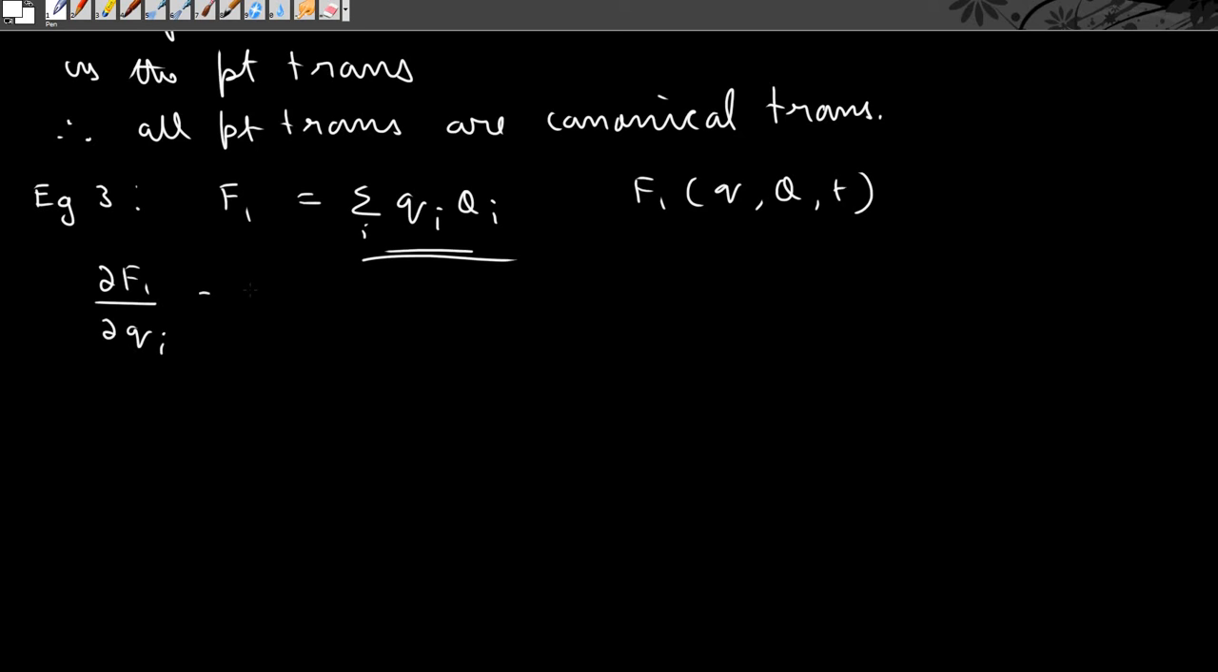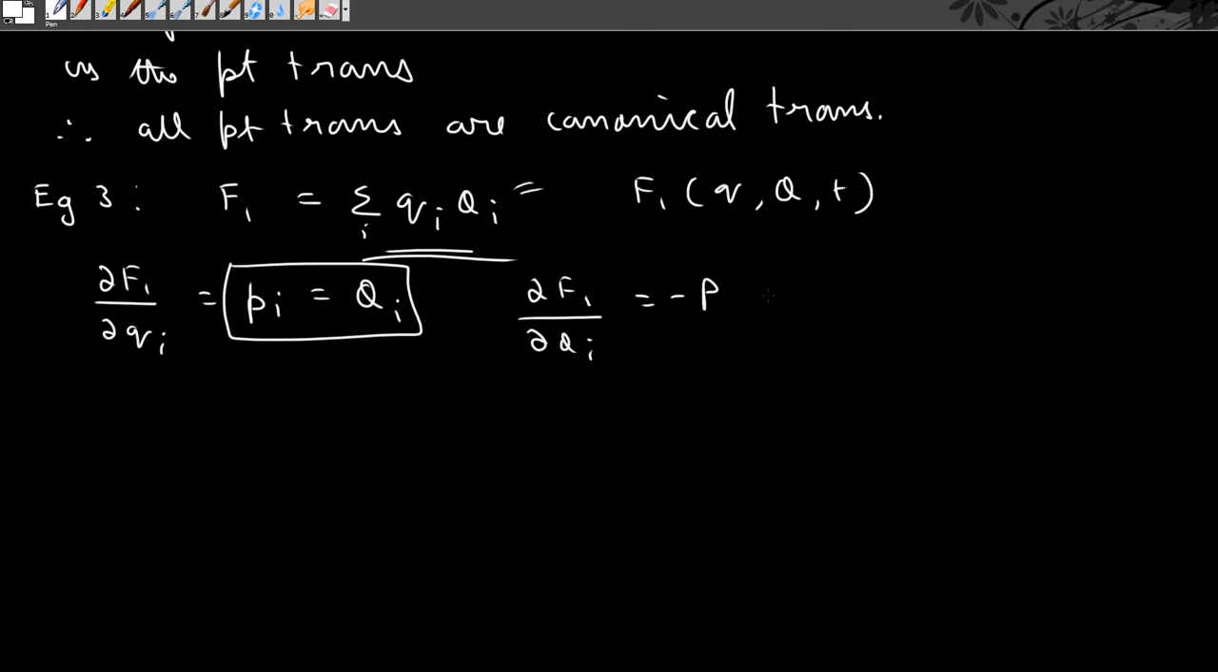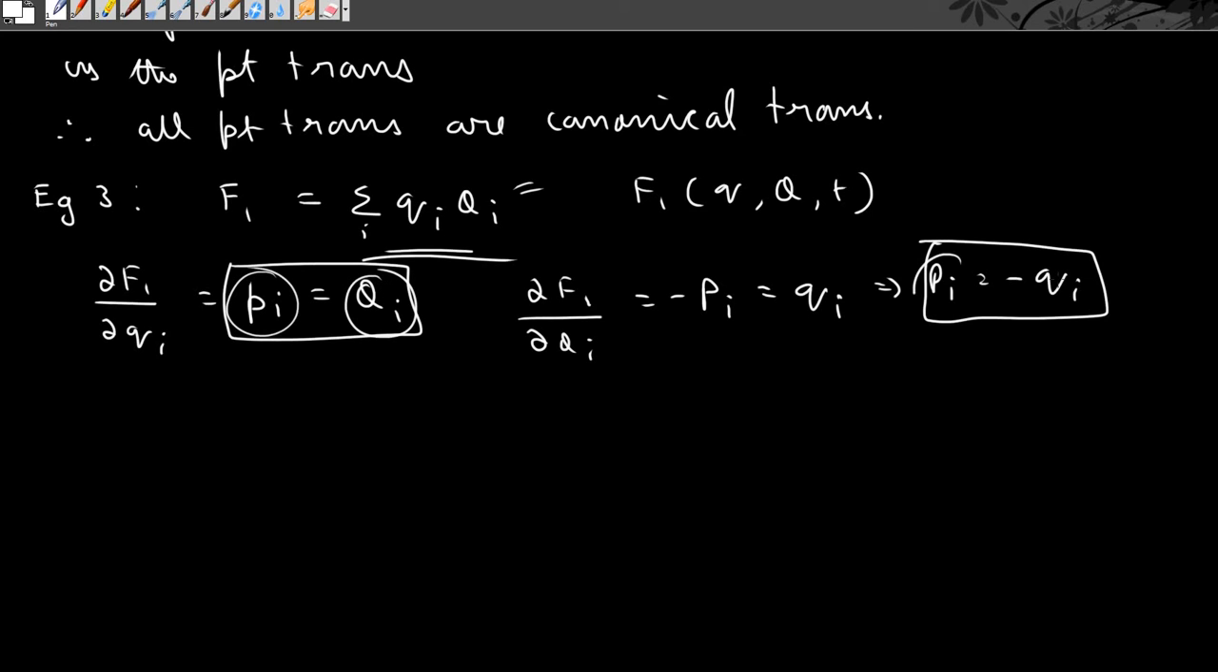These will give us, this should be equal to Pi, and in fact if you apply this operation on this, you will get this as Qi. So this is one relation, and dou f1 by dou Qi should be equal to minus Pi, which is equal to Qi, which means that our Pi equals minus Qi. So here what we are seeing is that our new coordinate has become the old momenta, and our new momenta has become the negative of the old coordinates.